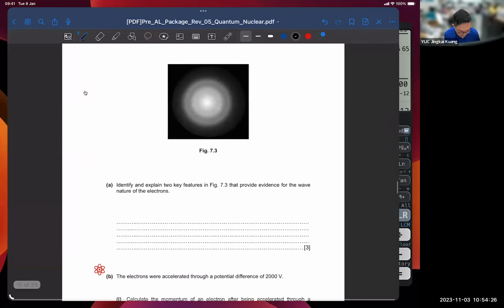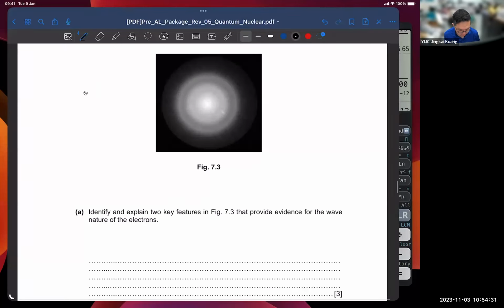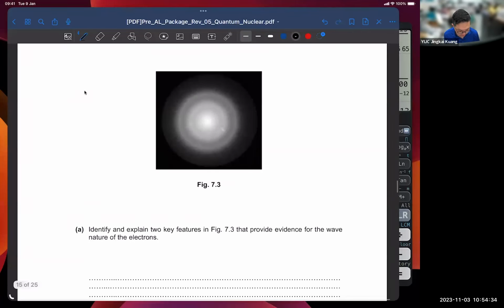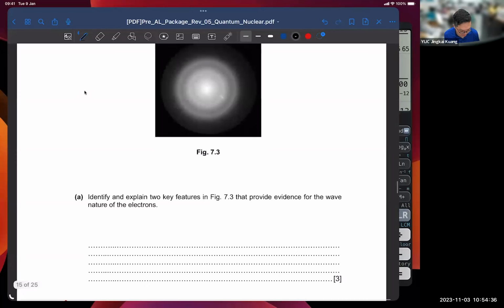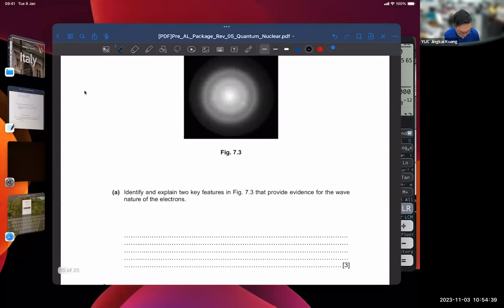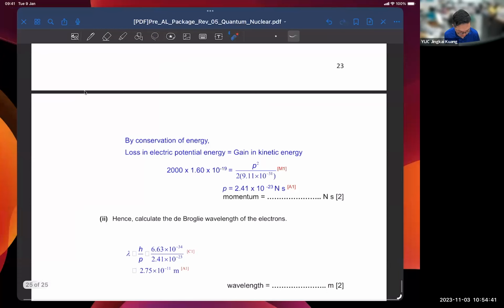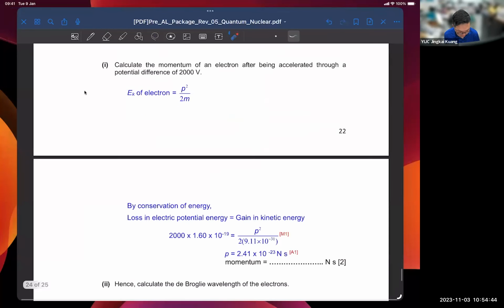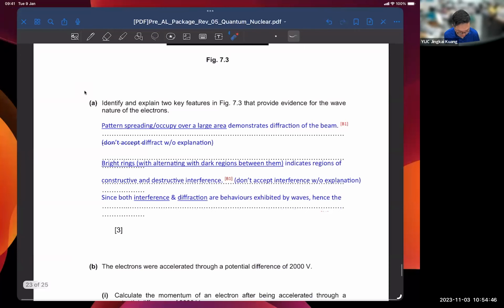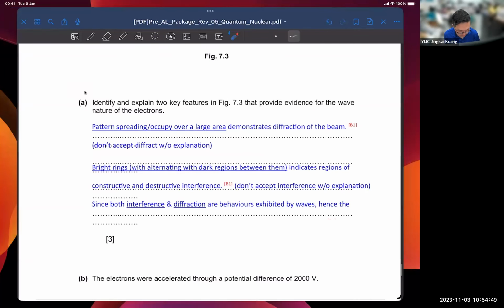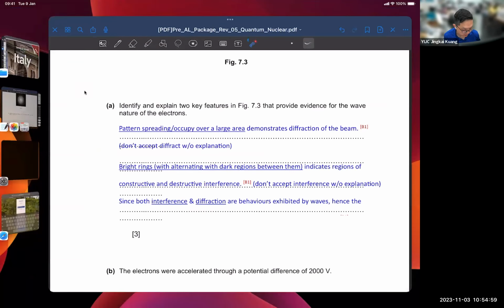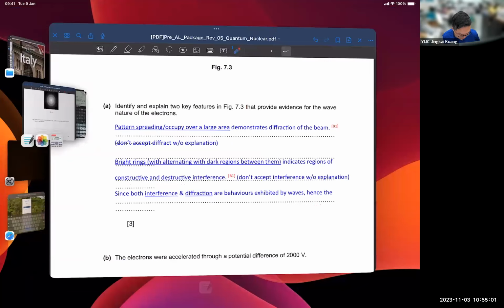So identify two features in figure 7.3 that shows wave nature. Okay. So you have figure 7.3. You have diffraction rings. What else do you have? Diffraction ring, pattern spreading over diffraction. Constructive and destructive interference. So the spread is one. And then you have your interference patterns. The rest of stuff I think quite straightforward.